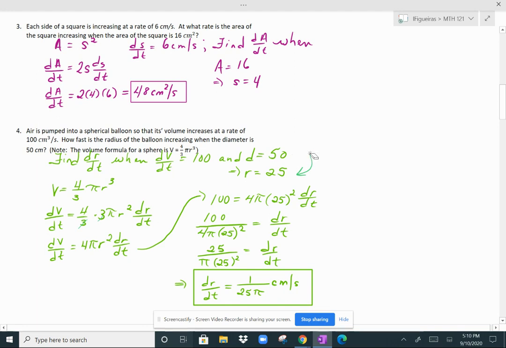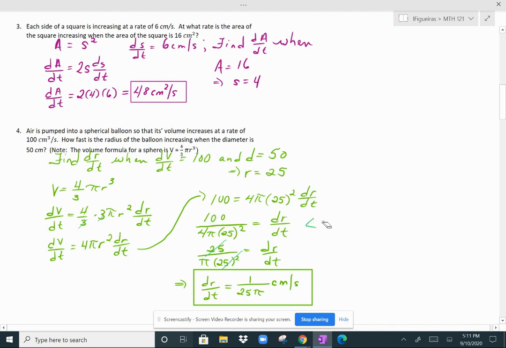So everything I need in order to solve for dr/dt is here at the top. So I'm going to plug in everything I know. dV/dt is 100 equals 4 pi, and then my radius is 25, so it's 25 squared times dr/dt. Don't forget, that's what we're solving for, dr/dt. So I'm going to divide both sides by 4 pi 25 squared. And then I took a little shortcut here. I divided 4 into 100, which is why I have 25 over pi 25 squared, and then I also canceled this 25 with one of these. So your dr/dt is 1 over 25 pi centimeters per second.